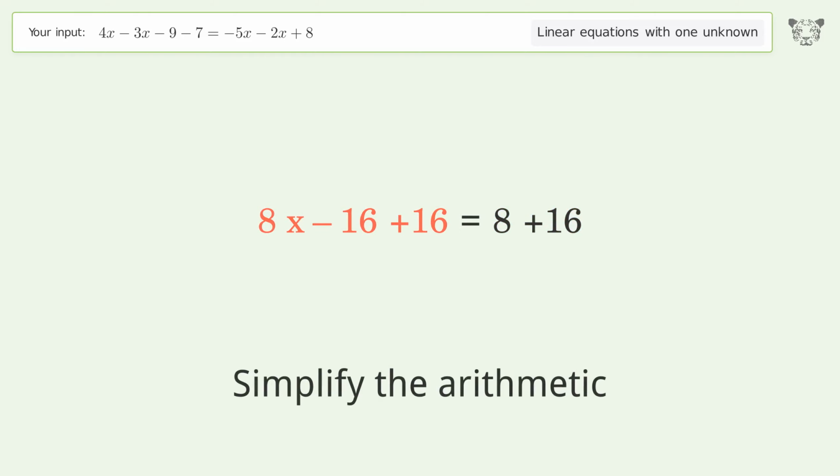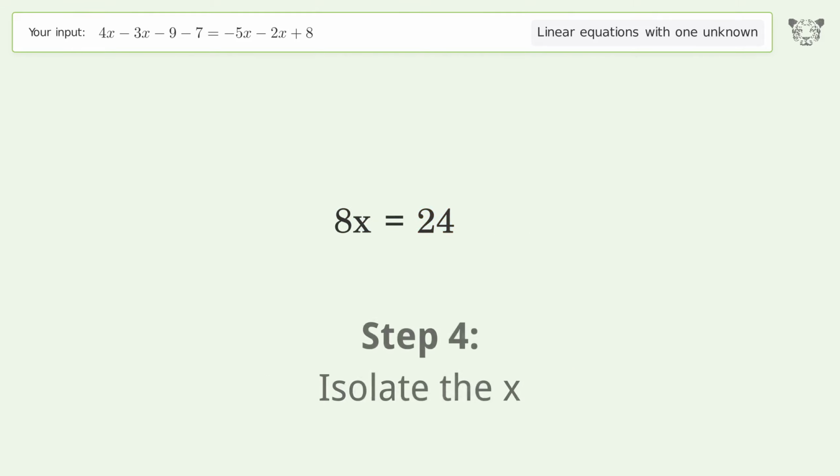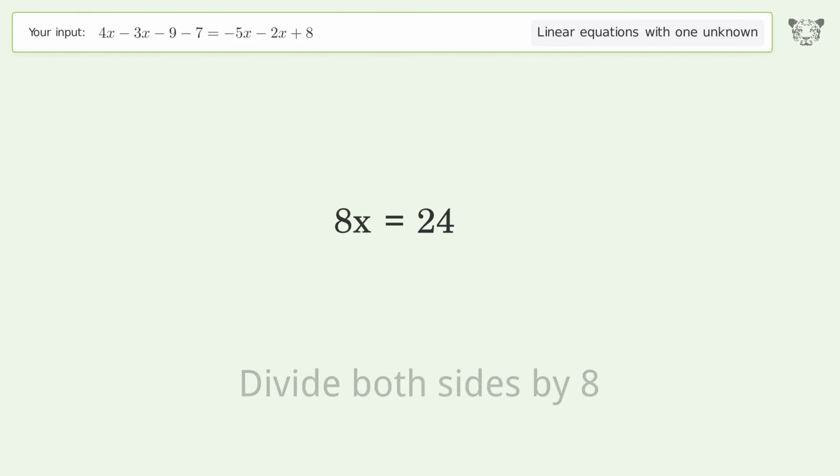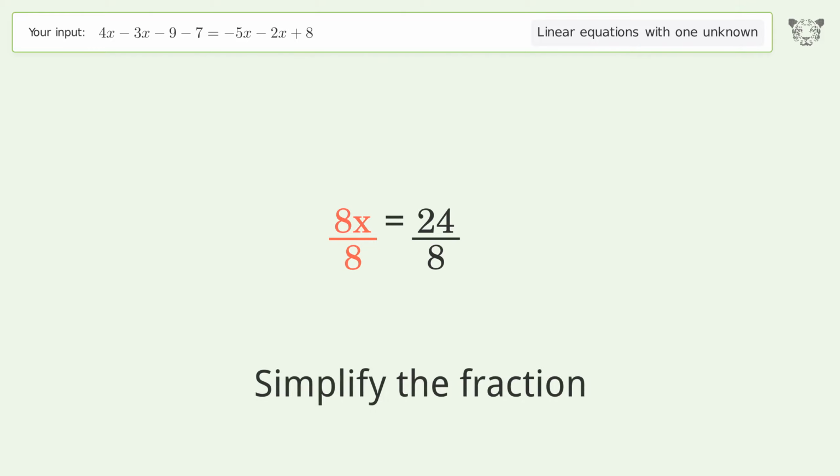Simplify the arithmetic. Isolate the x. Divide both sides by 8. Simplify the fraction.